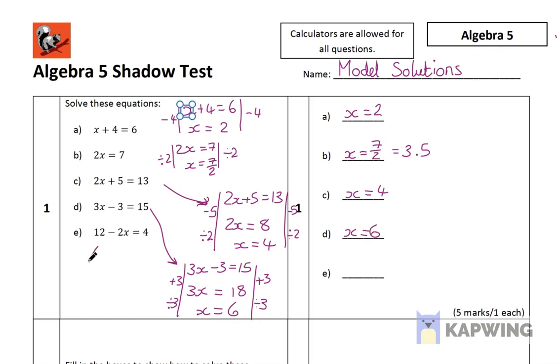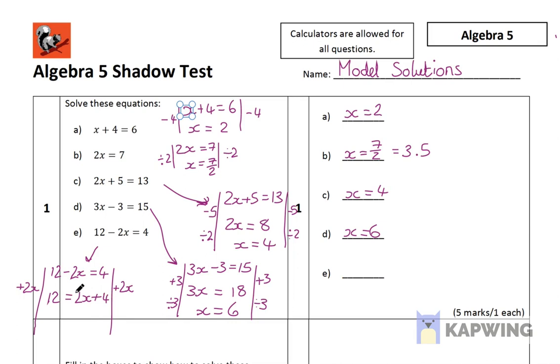And finally this one here. First thing I would do to this one is make my x's positive. At the moment they're negative. So I would add 2x to each side, which would just leave me 12 on the left. And adding 2x to 4 gives me 2x plus 4. There's no other way I can write that other than 4 plus 2x. I can't combine them because they're not like terms.